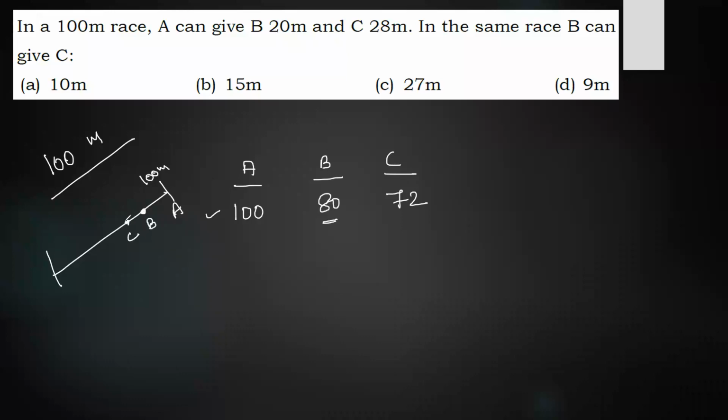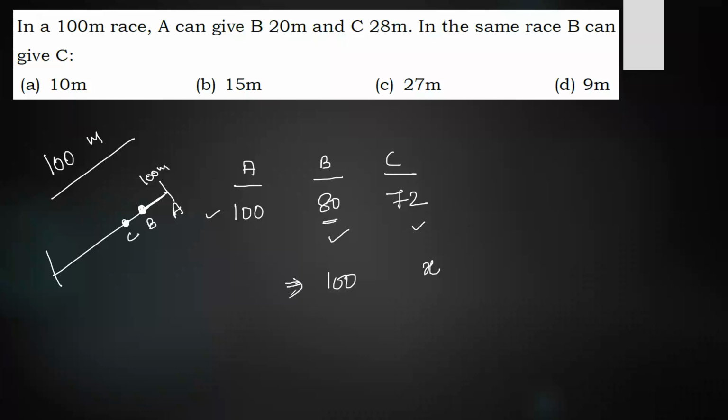In a 100 meter race, A can give B 20 meters. That means A leads by 20 meters over B. So if A completes the race, B will be at 80 meters. When A reaches the finishing point, 100 meters, B will be 20 meters behind and C 28 meters behind. So the difference between A and B is 20 and between A and C is 28. Is it clear now? When A reaches 100, B will be at 80 meters and C at 72 meters.